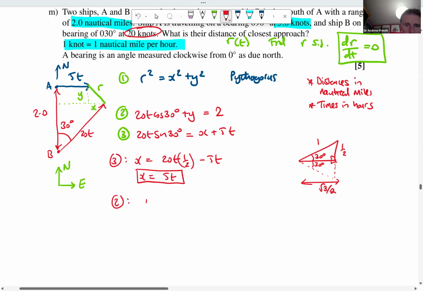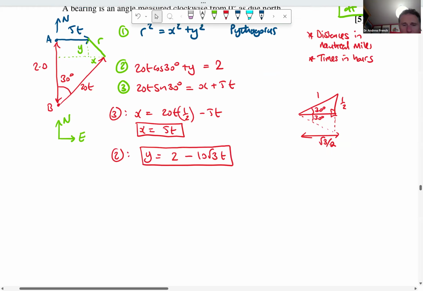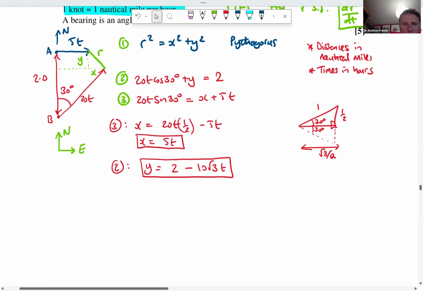So what have we got here? We've got y is going to be 2 minus 20t cos 30. So that's going to be 10 root 3t. I think that's okay. Yeah, so cos 30 is root 3 on 2. We've got 20, so I think that's all good. All right. So if we're doing substitutions, carefully make our simplification, check that we've not made any errors.